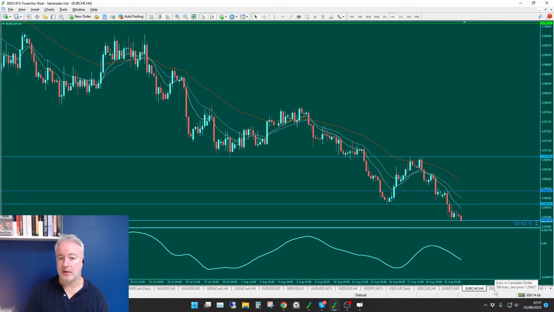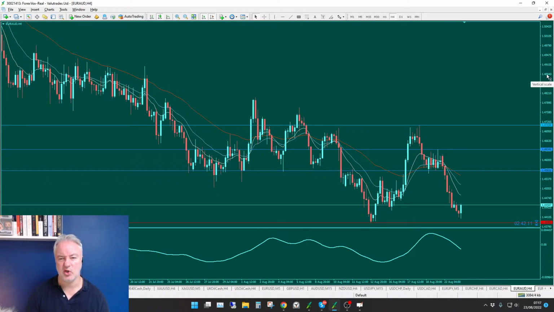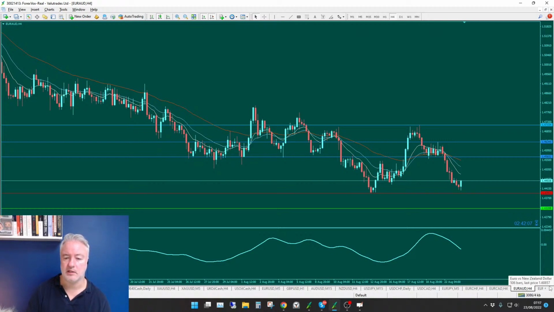Euro Swissy is looking bearish. Look at that. Right now there's a lot of weakness on the Euro pairs. I think I've got enough trades open for now. If they're going to be losses, they're going to be losses. We'll have a look at them, but I think that's enough to spend some time on. I just want to see if there's anything else.